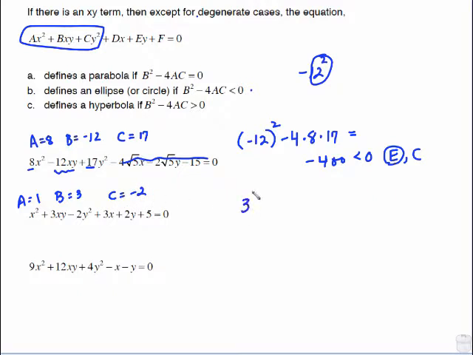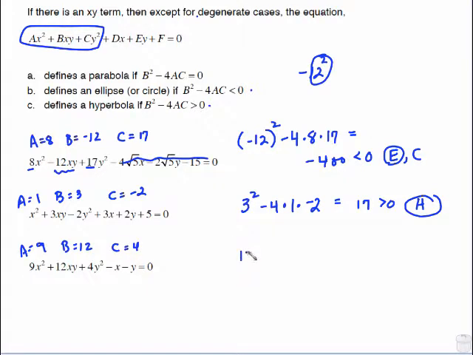The next one, our a is 1, b is 3, and c is negative 2. So b squared, 3 squared. Notice I didn't use parentheses because that's positive, it doesn't matter. Minus 4 times a, which is 1, times c, which is negative 2. Type that in your calculator, you get 17, which is greater than 0. And according to the chart, if it's greater than 0, it is a hyperbola. The last one here, a is 9, b is 12, and c is 4. So b squared, which is 12 squared, minus 4 times a, which is 9, times c, which is 4, gives me 0. And if it equals 0, then we know we have a parabola.